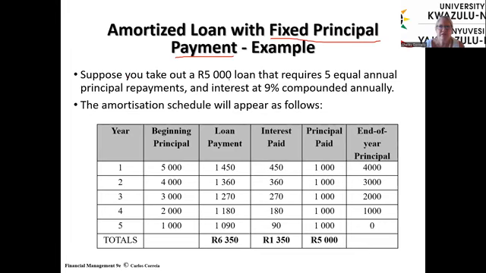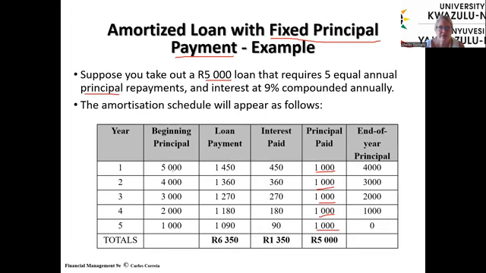So, suppose you take out a 5,000 loan that requires 5 equal annual principal repayments. So you're going to pay this 5,000 off in 5 equal principal payments of 1,000 each. Can you see that? Now, interest is going to be at 9% compounded annually. If you're asked to draw up an amortization schedule, this is how you do it manually.